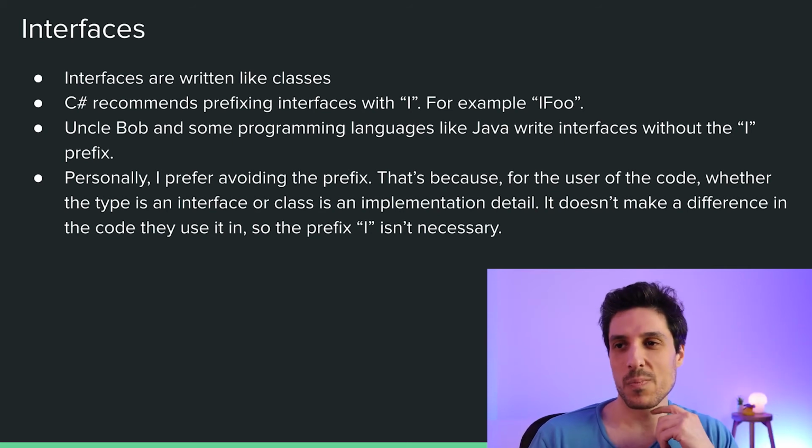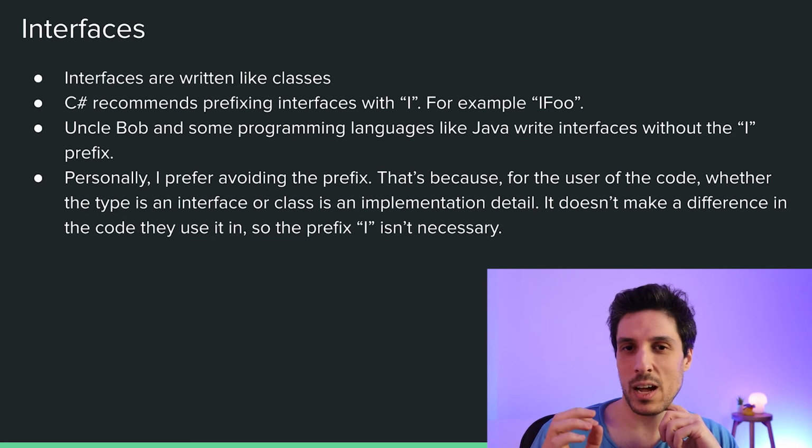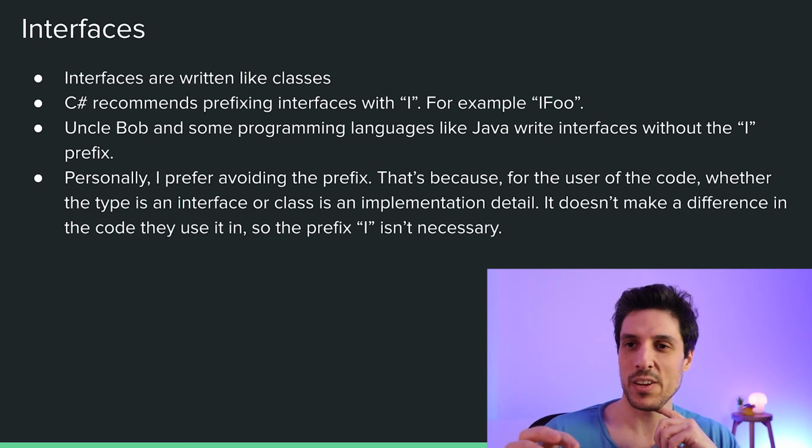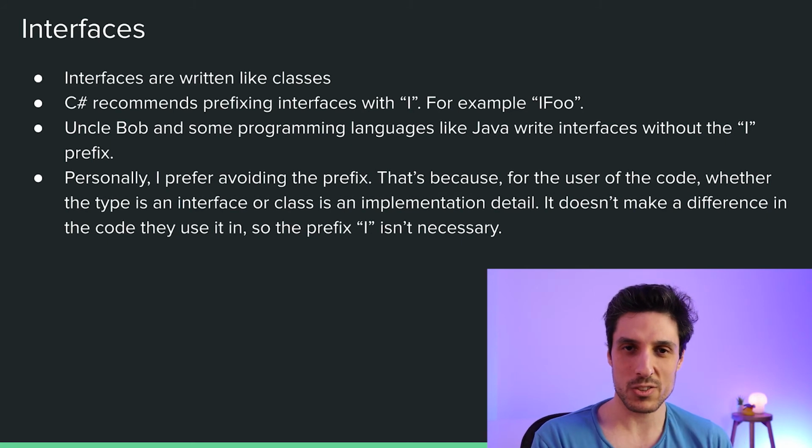Or do you not? Now, Uncle Bob, in his book Clean Code, and also the Java naming conventions, don't use the prefix, but the C# naming conventions do use the prefix. So you would use I-foo.